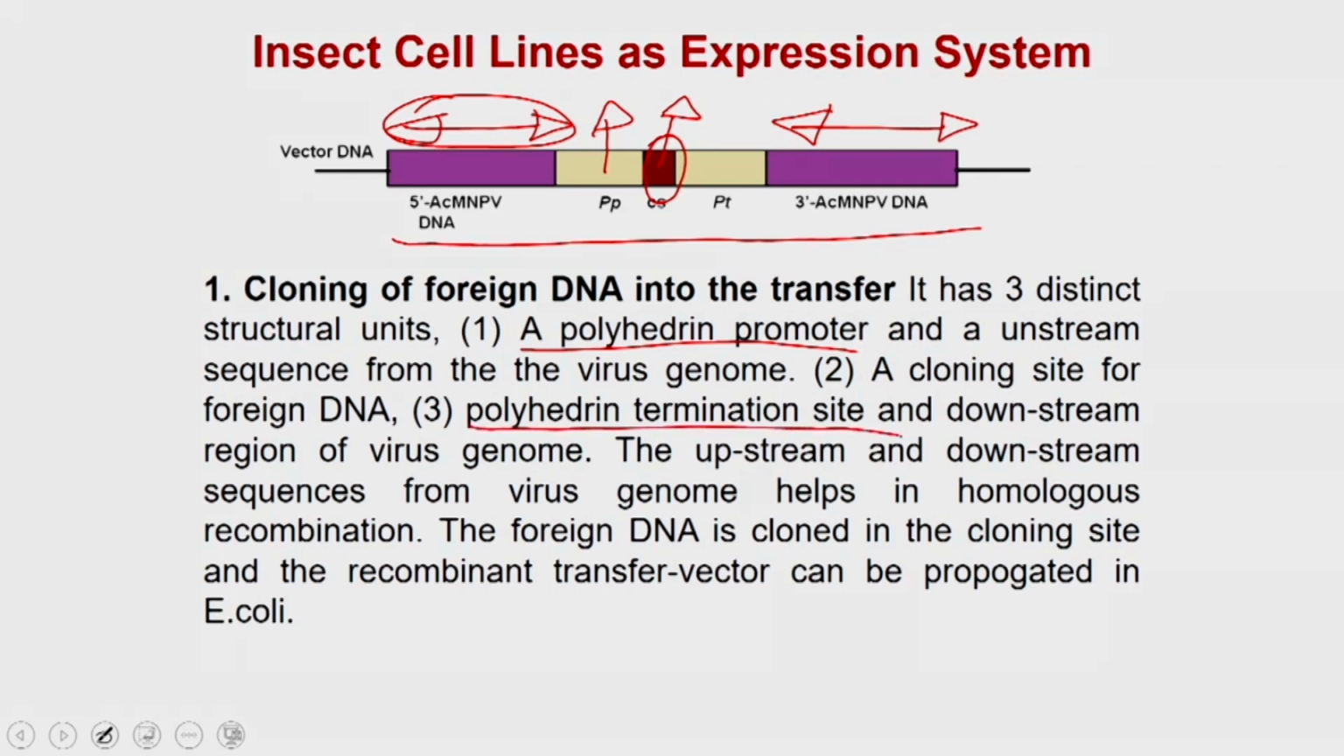So, this polyhedrin promoter is going to drive the production of the gene which you are going to clone into the cloning site. The upstream as well as the downstream sequences are required from the virus genome, and that actually helps in homologous recombination. So, for the cloning of the foreign DNA into the transfer vector, you clone your particular protein into the cloning site.